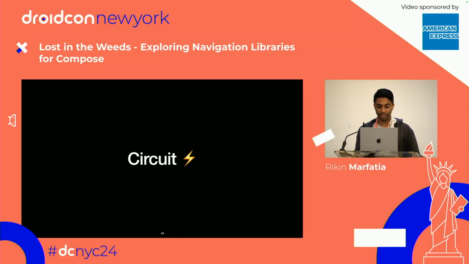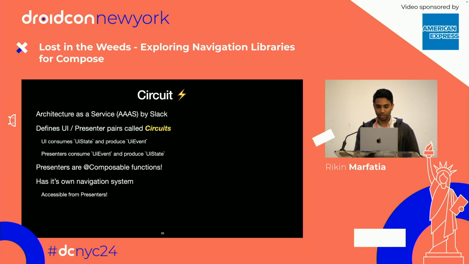So that was Navigation Compose. Now I'm going to take a look at Circuit. Circuit is what I'm calling an architecture as a service, by Slack. It's pretty interesting. It defines these UI presenter pairs as circuits. Pretty standard, I guess, unidirectional data flow. UI consumes UI state and produces UI events. Presenters consume UI events and produce UI state.